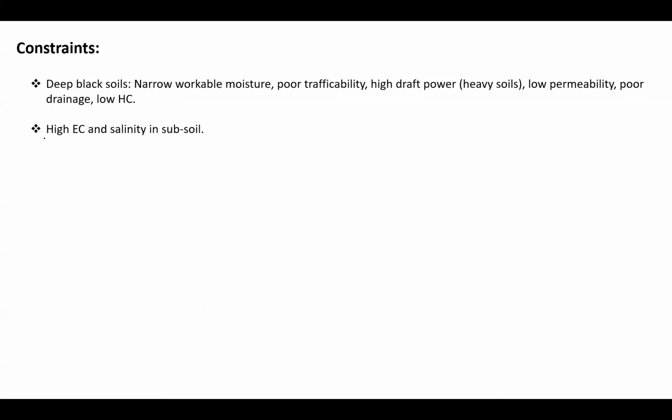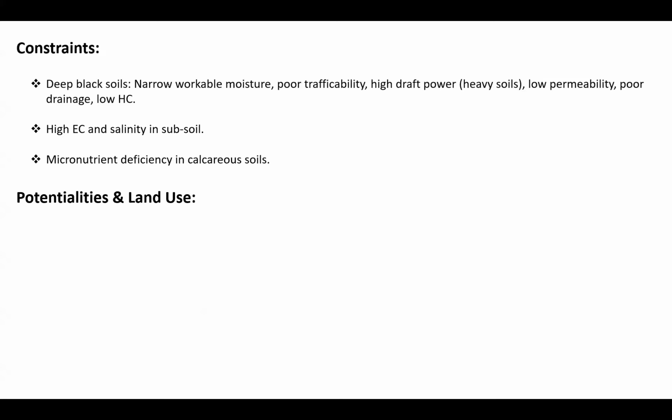And naturally the EC, electrical conductivity, will be very high, and salinity in the subsoil will be more in this type of soil. Naturally there is micronutrient deficiency, and most of the black soils are considered calcareous soils. We see mostly micronutrient deficiency in calcareous black soils.